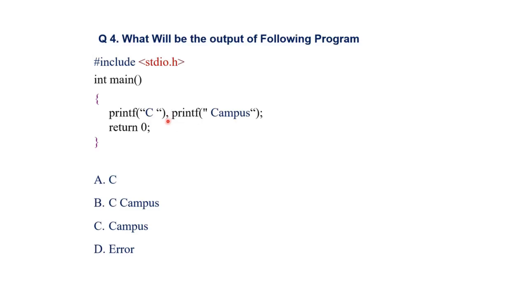So the output will be, with the first printf function C will be displayed, and after that with the second printf function campus will be displayed. So hence the output of this program will be C campus. So the correct option is option B.